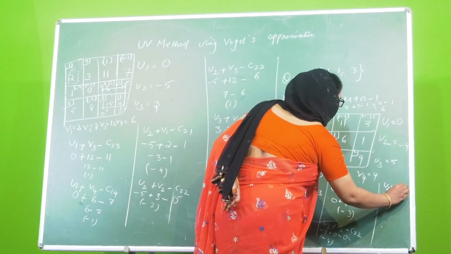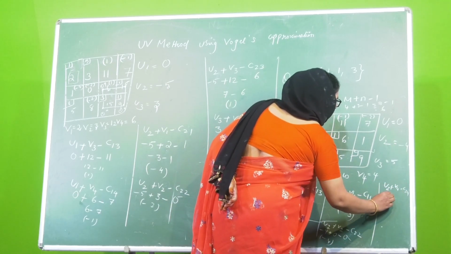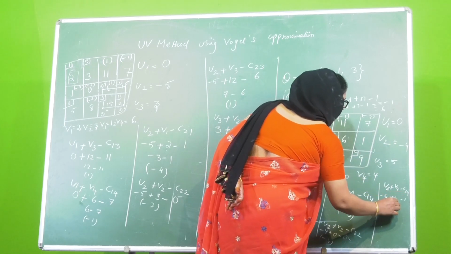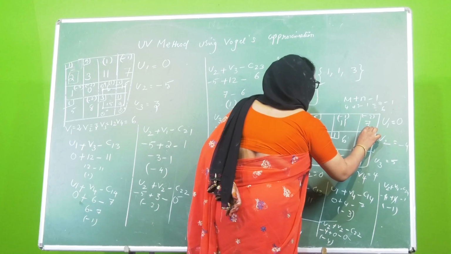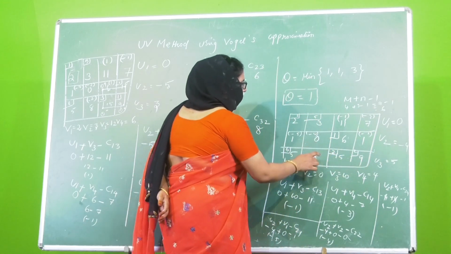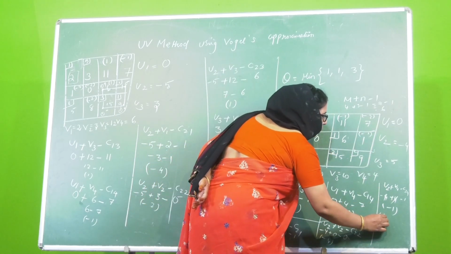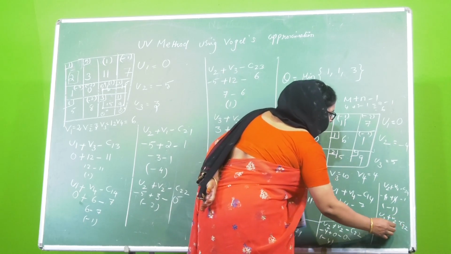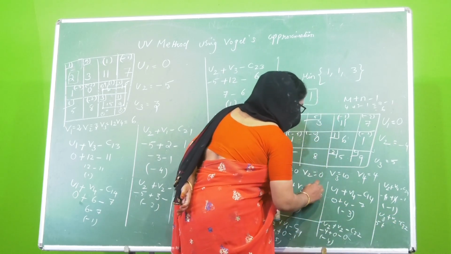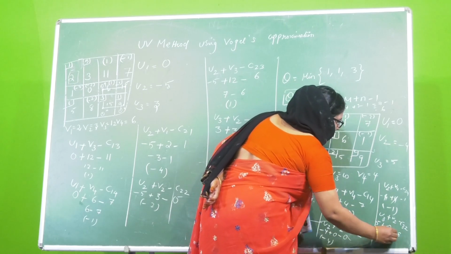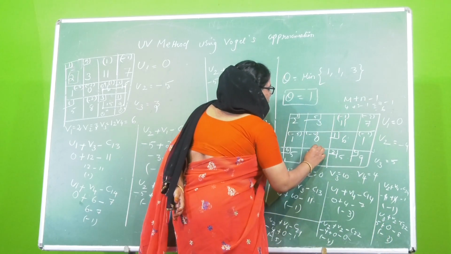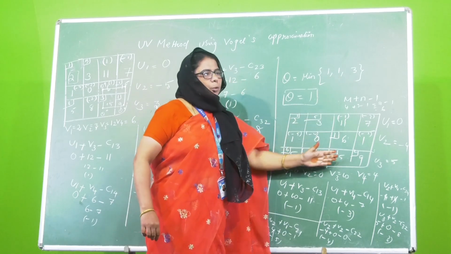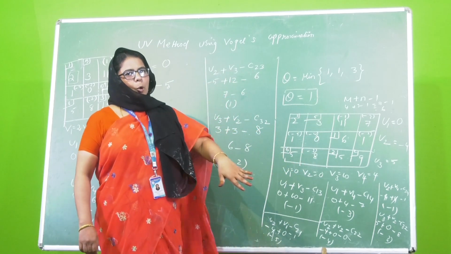U2 plus V4 minus C24: U2 is minus 4, V4 is plus 4, minus 1. So the answer is minus 1. The remaining one value is there. So U3 plus V2 minus C32: U3 is 5, V2 is 0, minus 8, that is minus 3. So all the dummy values are negative. So the problem is over here.